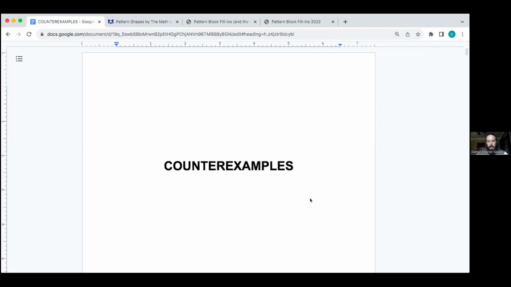Okay, so counterexamples. What's a counterexample? If someone makes a statement of the form "all flowers are red," that's a statement that's false. Not all flowers are red. How would you disprove a false statement such as "all flowers are red"? Well, it suffices to show a single flower that isn't red, like a daisy, and then that's it. The statement is false.